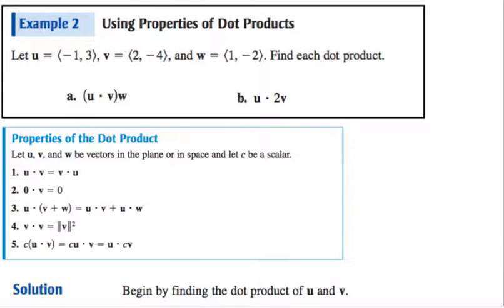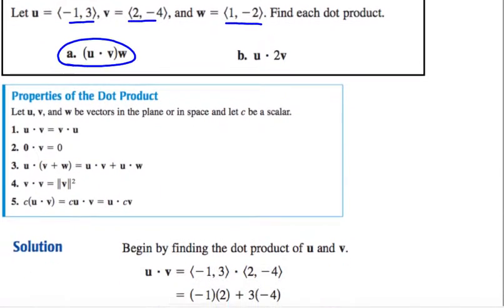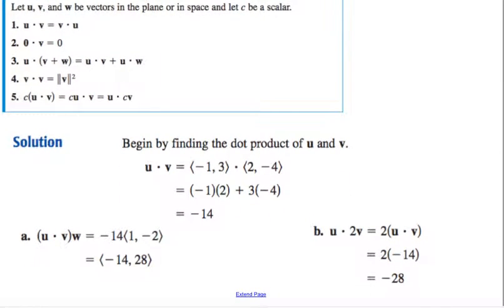All right, so here are three vectors now: vector u, vector v, and vector w. And we want to find the dot product. So what we're going to do first is we're going to take part A, the dot product of u, v, and then times w. And then in part B, we'll do u times 2v. So make sure you follow along here. I'm just going to go ahead and show you first. You can watch and listen.